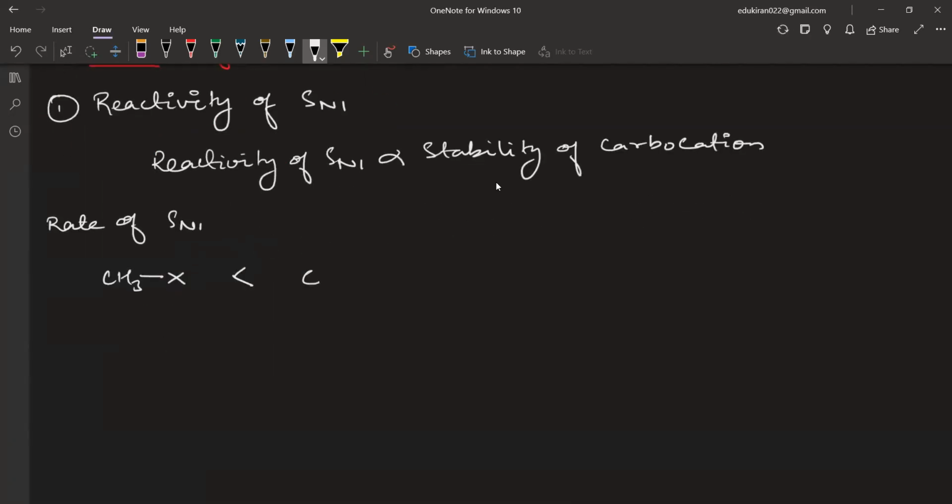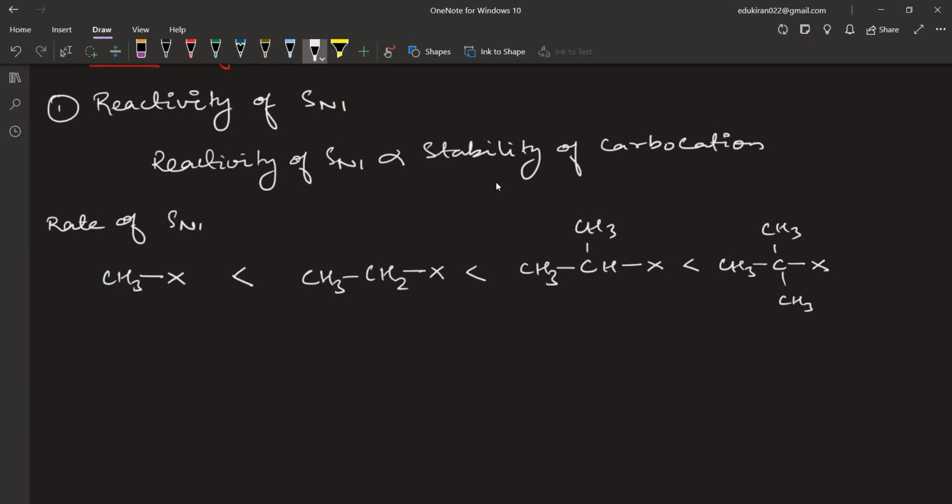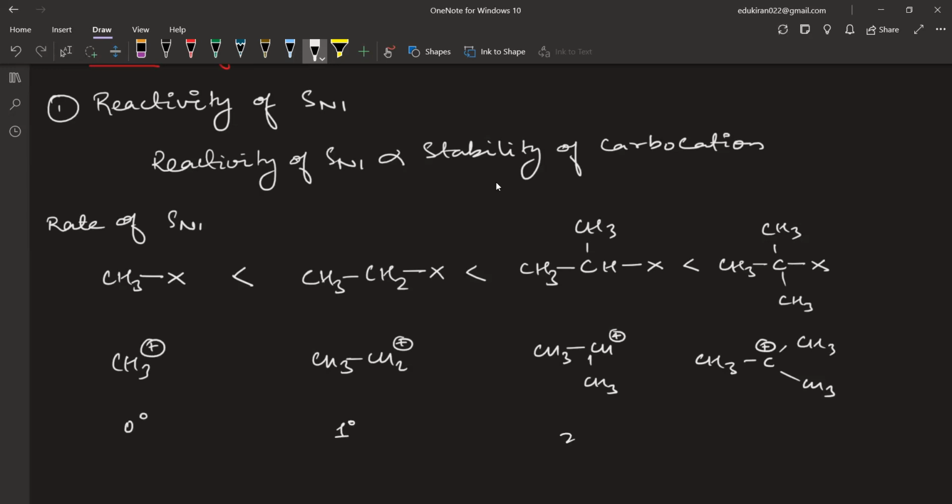After that, CH3CH2X, after that, CH3CHCH3X, and the highest or the fastest will be the tertiary one, (CH3)3CX. Why is this happening? Because CH3 positive, CH3CH2 positive, CH3CH positive with the CH3 bond here, and then (CH3)3C positive. This is 0 degree, this is 1 degree, 2 degree, and 3 degree.